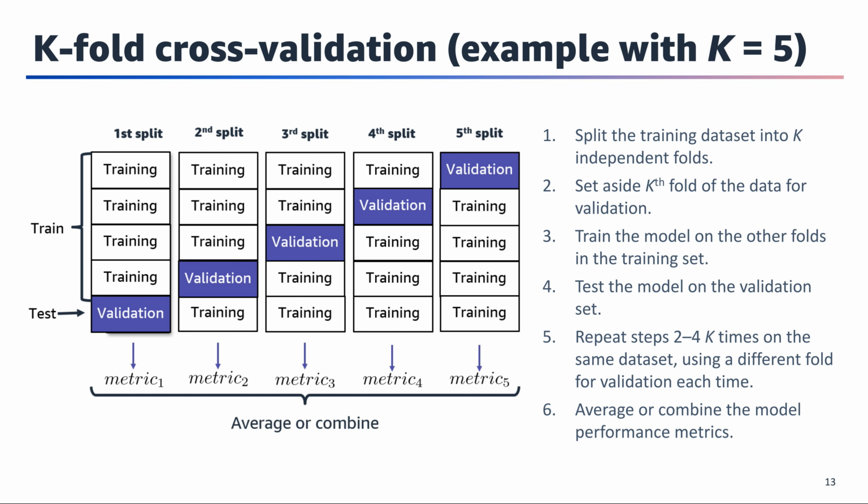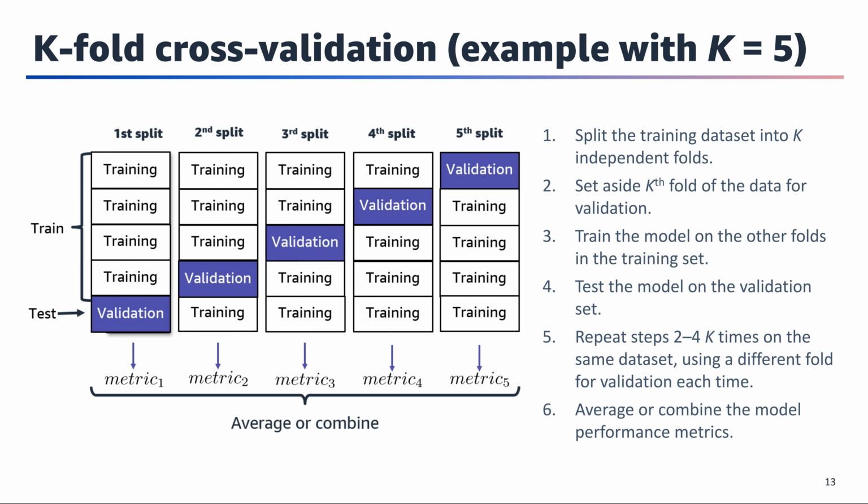Then, we perform an iterative process that consists of 5 rounds. In each round, we reserve one fold as a validation set, shown in blue in the diagram. We use the remaining 4 folds as training data, shown in white. We train our model on these 4 folds. We test the model's performance on the reserved validation fold. Finally, we record the performance metric for that round. This process repeats 5 times, with each fold taking a turn as the validation set.